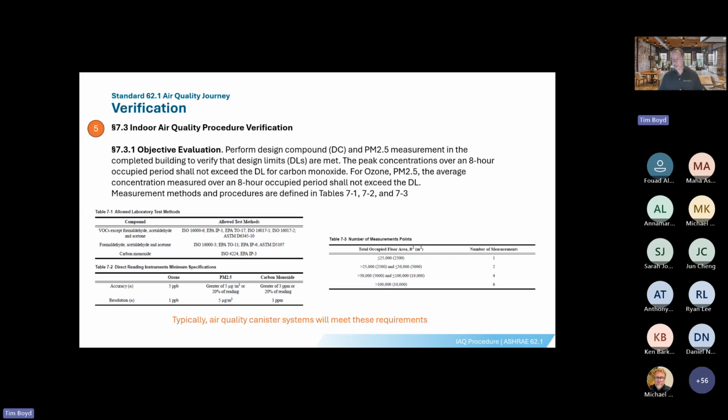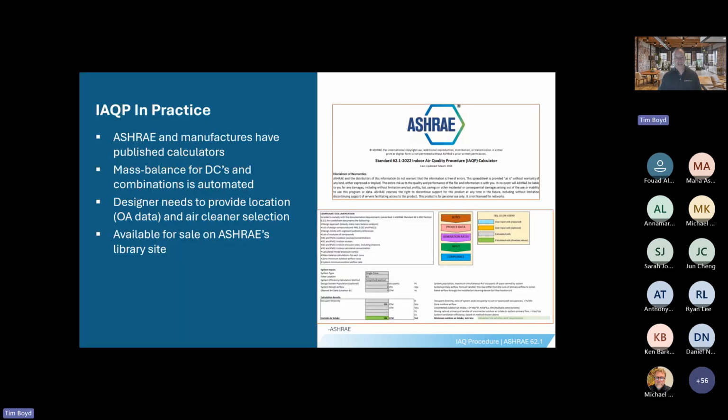So I can get into that in some more detail if interested, but to the point, you still need an air quality system to test it. Okay, so that's the standard. A lot of information. Hopefully that was helpful and gave you guys some really good detail.